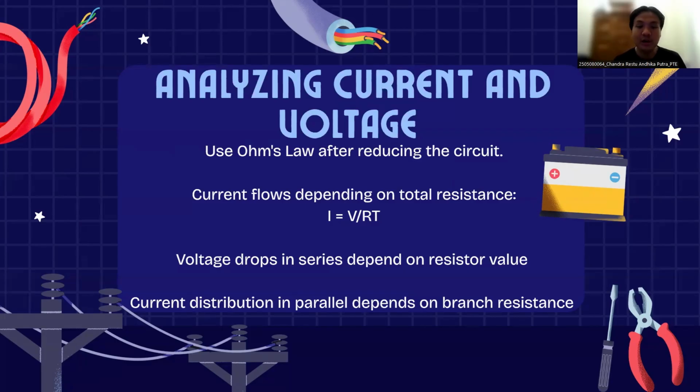Number 3 is using Ohm's law to find the total current. I equals V over RT. Number 4 is determining voltage drops in series circuits and current distribution in parallel circuits. This systematic approach ensures accurate and efficient circuit analysis.